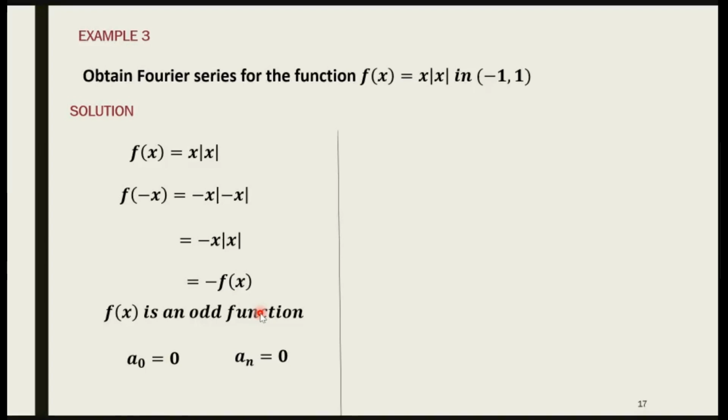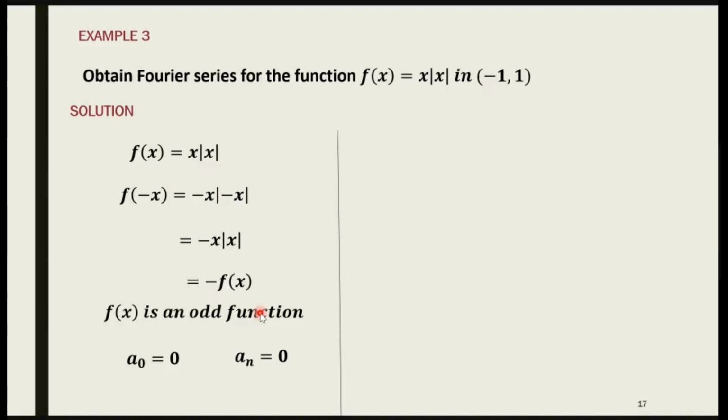And for an odd function, a0 is 0, an is equal to 0. Put x is equal to -x, minus x mod x. Mod of -x is same as mod x, because mod of -1 is +1 only. That is equal to an odd function. So a0 is 0, an is 0, now calculating bn.